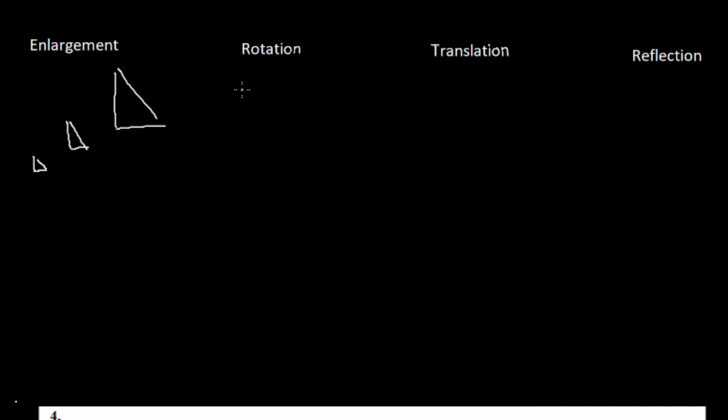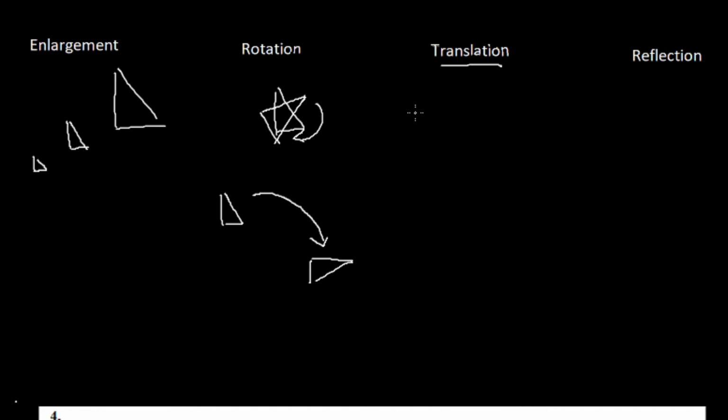So rotation, the shape will be turned around some kind of point. So it won't just turn exactly on itself, round in a circle this way. It could also turn from here and turn around in a larger circumference to over here or something like that.